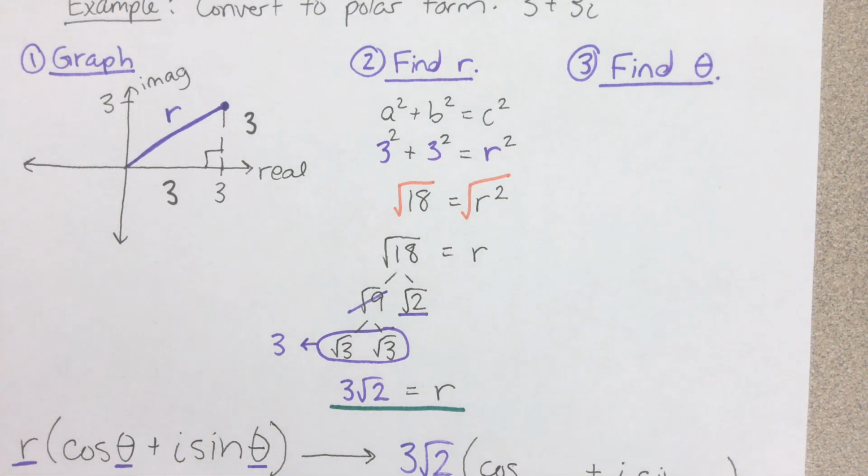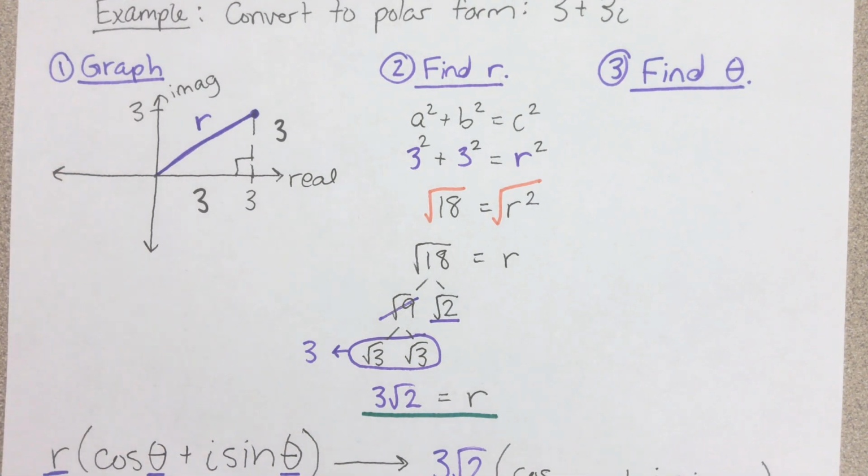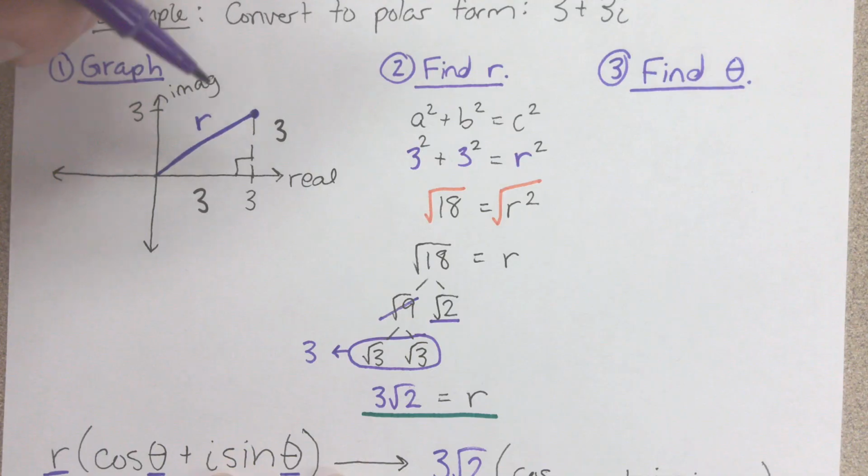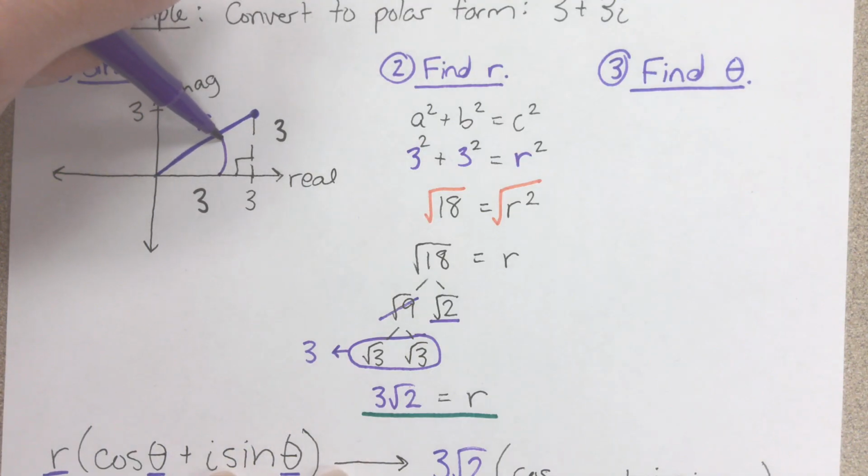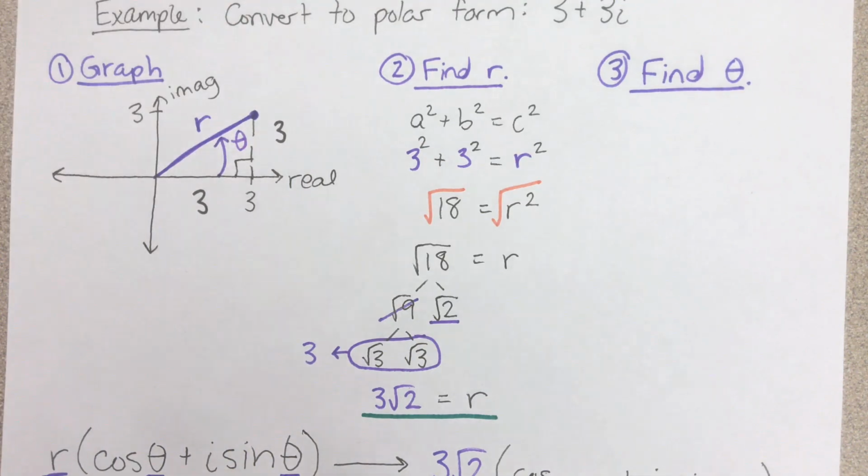Okay, so we found R. Now we have to find theta. Once we find theta, we'll be done. Finding theta, let's draw theta first. So theta is the angle of rotation. We start at 0 and go up to where the angle ends. There it is.